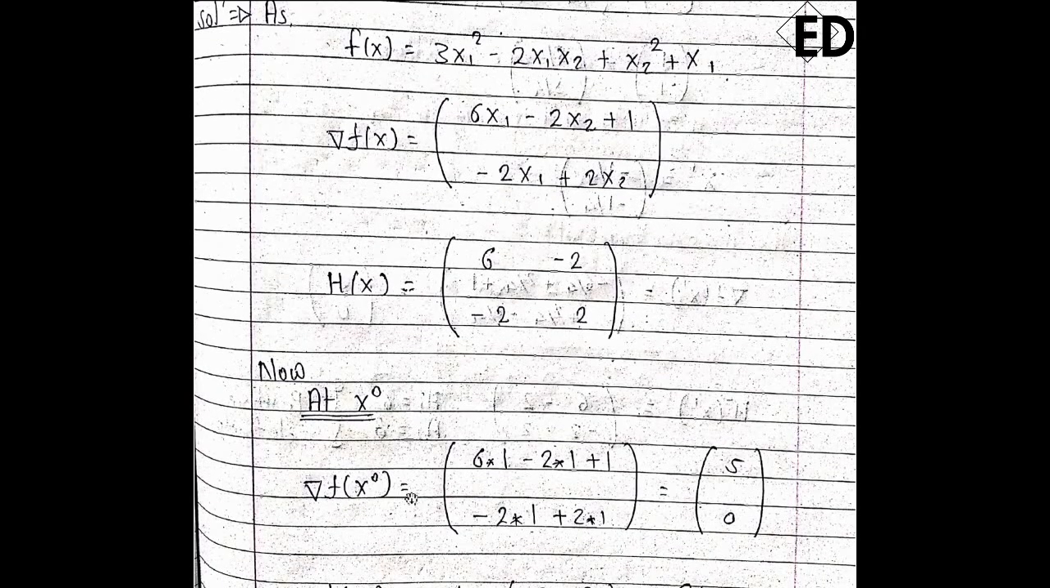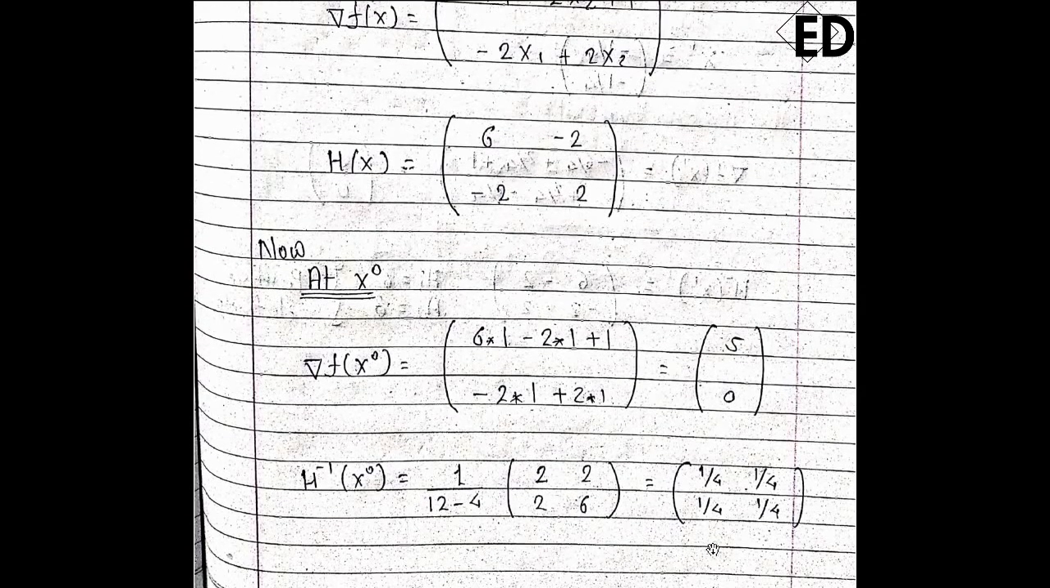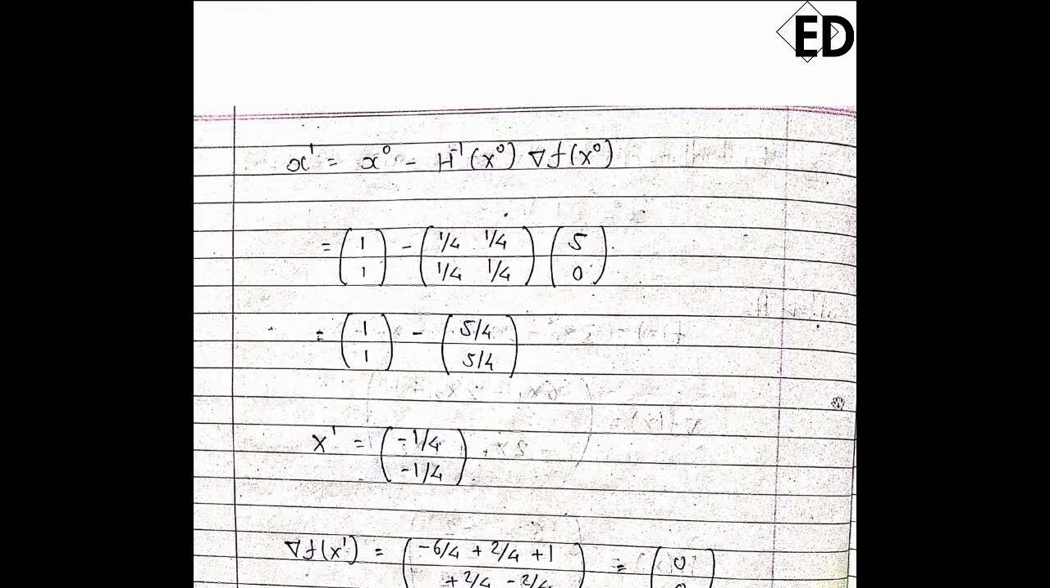So let's calculate our gradient at the initial approximation point, which comes out to be 5 and 0, as written here. As for the Hessian matrix, there is no variable term in it, so we directly calculate it, as we have to calculate its inverse. We can calculate that inverse according to this, which comes out to be where every term is 1 by 4. Okay, so now what we have to calculate is our next best solution.